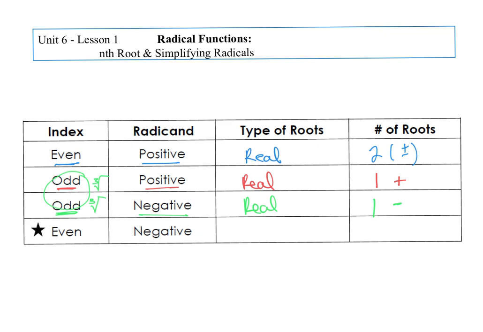Anytime we root a positive number, we're going to get a real number. But we can cube root or fifth root an odd number that's negative and still get a real number. We just keep the sign like we showed before. And then last, if our index is even, okay, back to square root or fourth root, but the number underneath is negative, we are getting imaginary roots. And we'll have two imaginary roots that will be plus or minus.